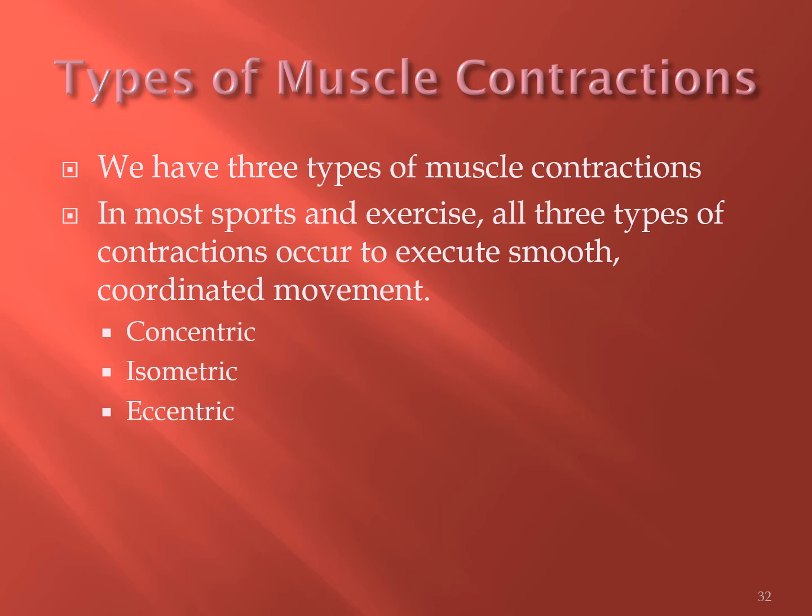Okay. So we've spent some time talking about the sliding filament theory, how we can allow muscles to shorten. But it turns out we actually have 3 different types of contractions. So far we've talked about what's called concentric contractions. Okay. In most sports and exercise and really in any time of your day or life, we're using all 3 types of these contractions in order for us to execute smooth coordinated movements.